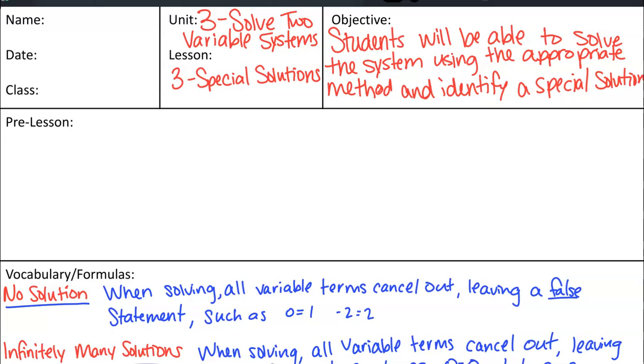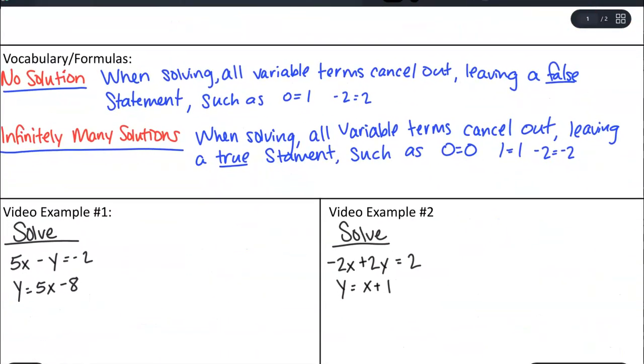Fellow mathematicians, this is the final lesson of Unit 3 when we are solving two variable systems. You will be able to solve the system using the appropriate method and identify what type of solution it is.